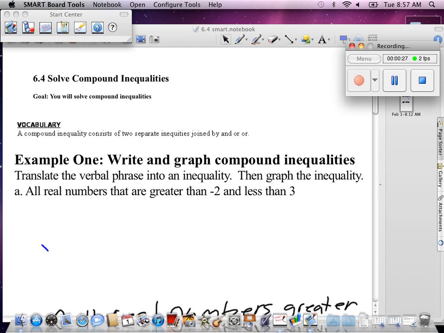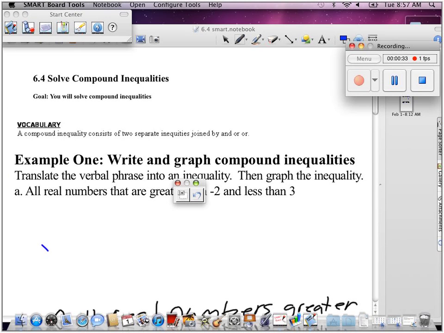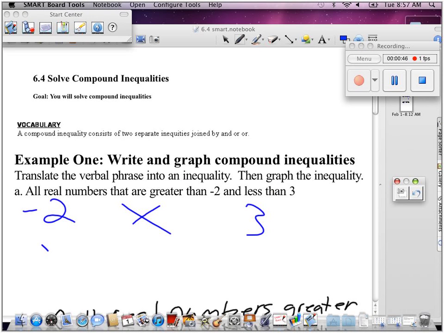All real numbers that are greater than -2 and less than 3. With compound inequalities, we're going to start with an x in the middle. And we want all real numbers that are greater than -2. So if we've got -2 and 3 over here, we want numbers that are greater than -2 but less than 3. So you stick x in the middle, and it says they have to be greater than -2.